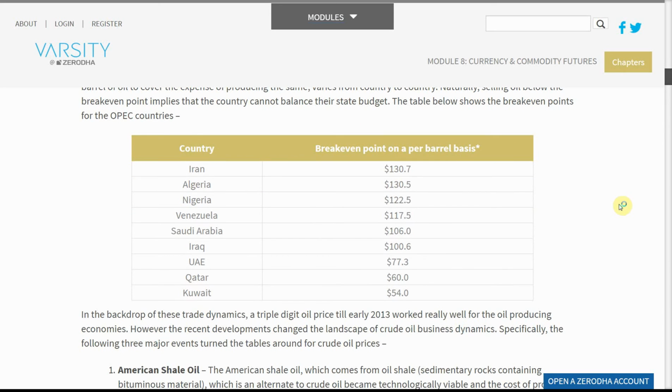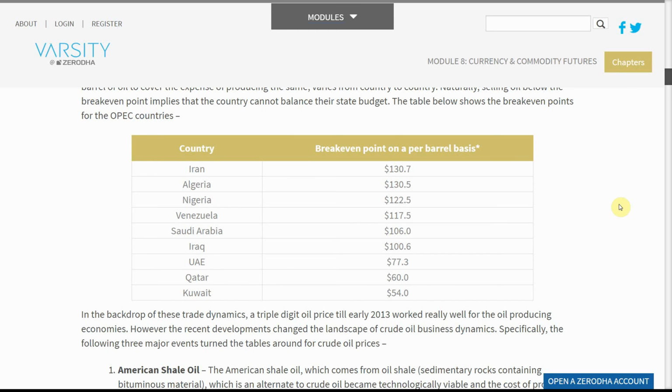Iran $130.70. Algeria $130.50. Nigeria $122.50. Venezuela $117.50. Saudi Arabia $106. Iraq $100.60. UAE $77.30. Qatar $60. Kuwait $54.